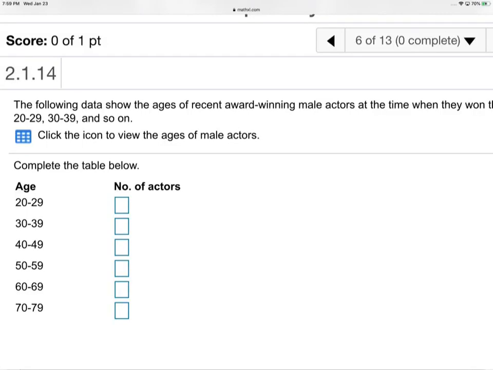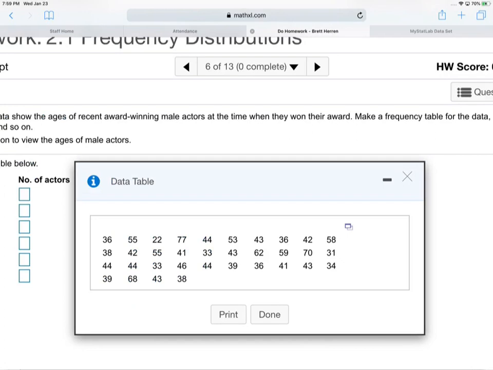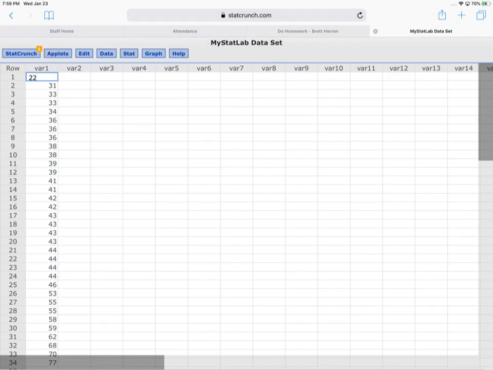So let's do it now. We got all the information. So there's what they want us to do. They want us to find out how many actors were in their 20s, 30s, 40s, 50s, etc. And here's the data set they gave us, all those numbers, which you could just do by hand. But there it is, having been organized by StatCrunch.